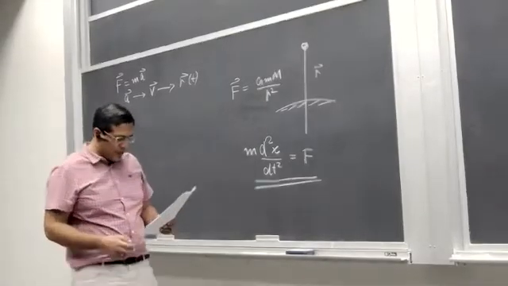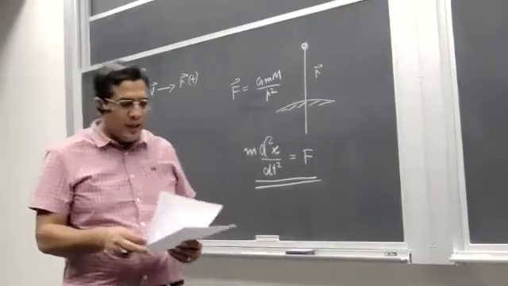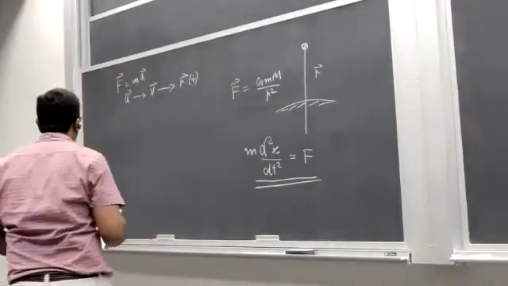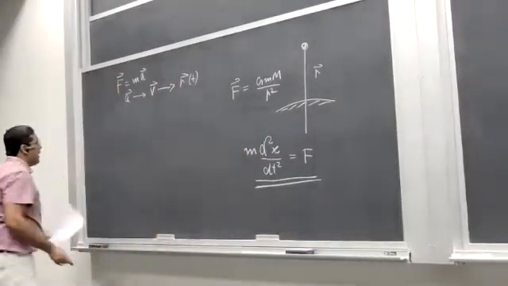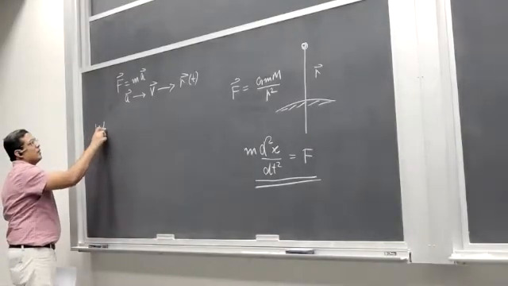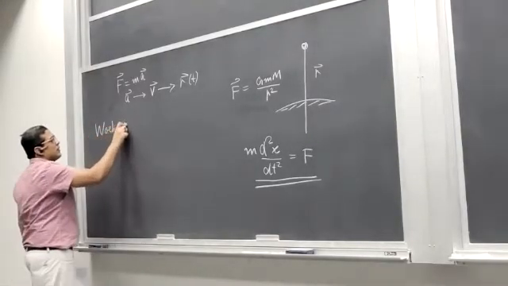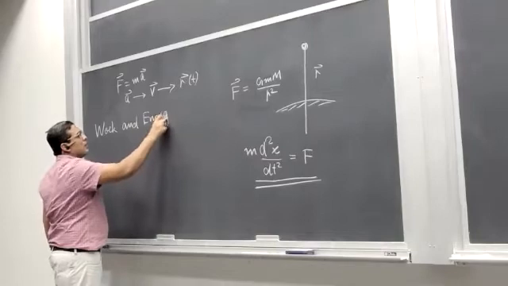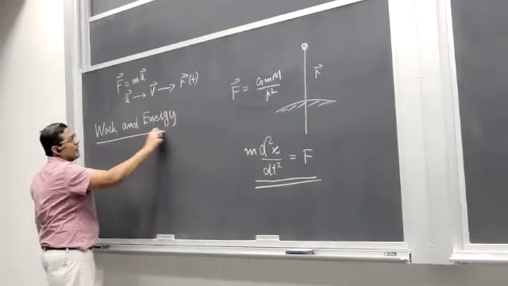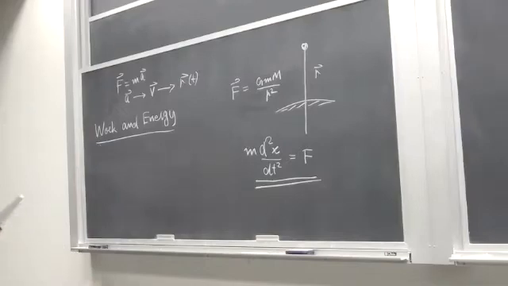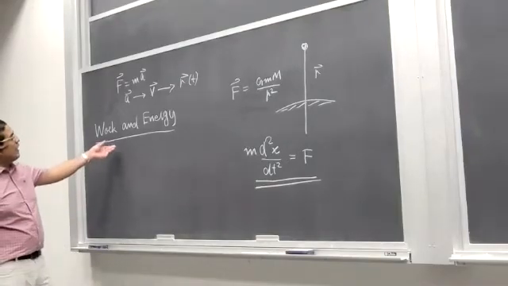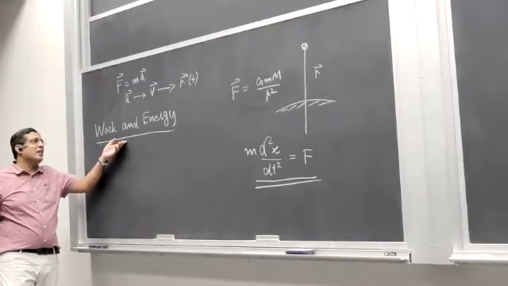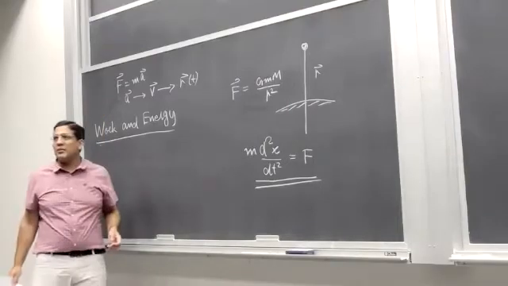To work around this apparent problem and to make it easier to solve such problems, we introduce a couple of new concepts, namely work and energy. Hopefully by the end of this chapter, the work energy chapter, we will have learned the importance of the concepts of work and energy, and how and when they are helpful where Newton's second law becomes really unhelpful.